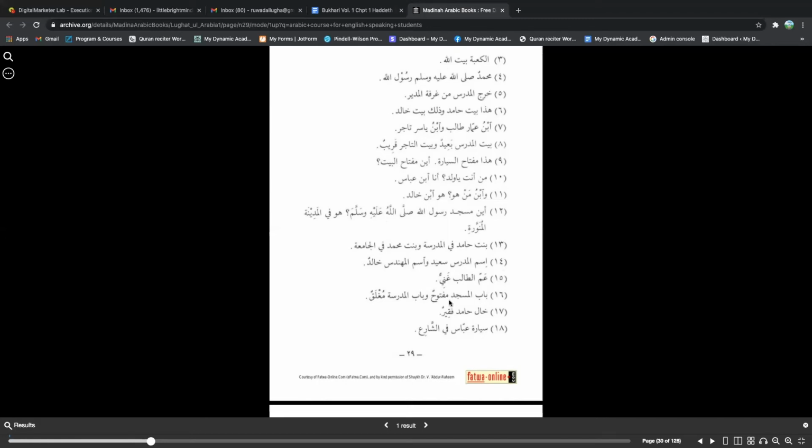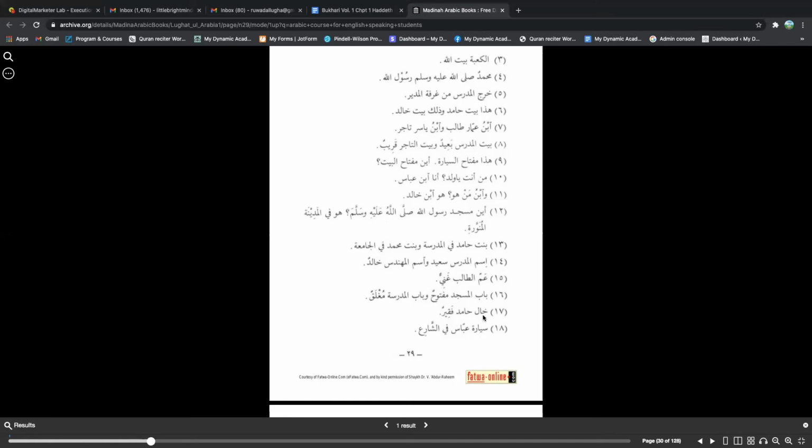Babu al-masjidi maftuhun. The door of the masjid is open. Wa babu al-madrasati mughlaqun. And the door of the school is mughlaq, closed.